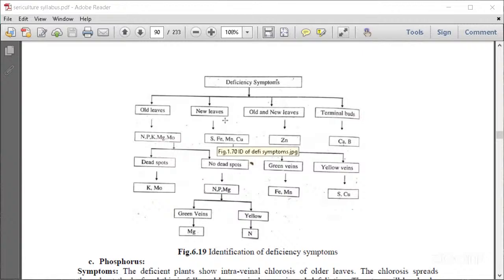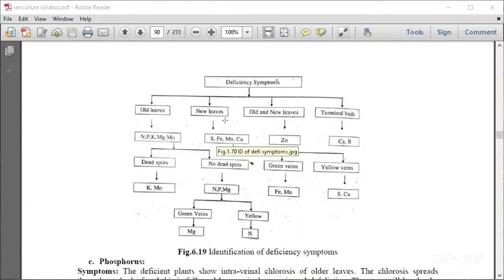So next, coming to phosphorus. Here are the symptoms of deficiency of phosphorus. The deficient plants show interveinal chlorosis of older leaves. The chlorosis spreads throughout the leaf. This is followed by marginal necrosis and defoliation.